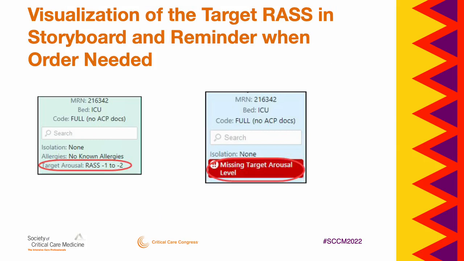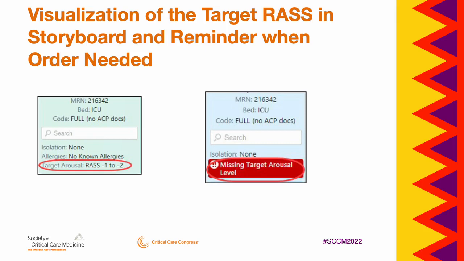This is another unique option that was added by Epic. So as you can see here, you can see visualization of the target RASS in the storyboard and a reminder when the order is needed. On the left-hand side, you can see that the patient has a target level of arousal, so their RASS goal is -1 to -2.